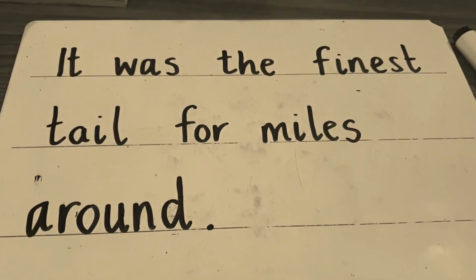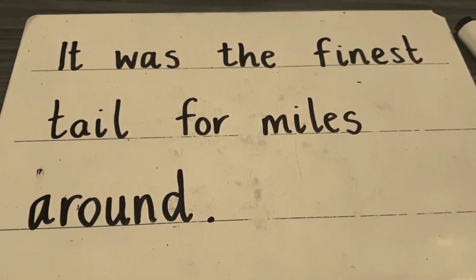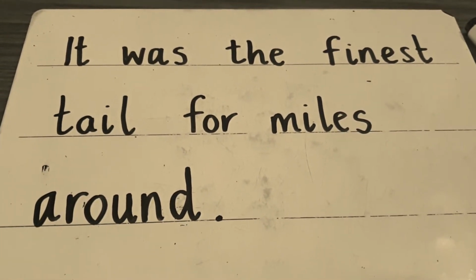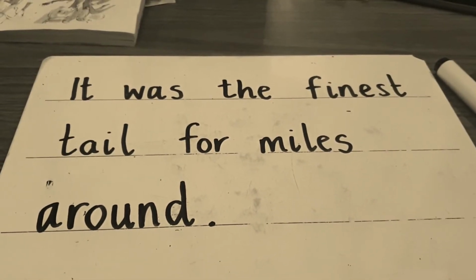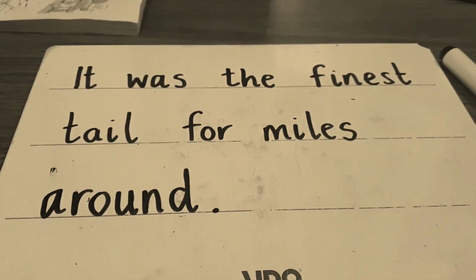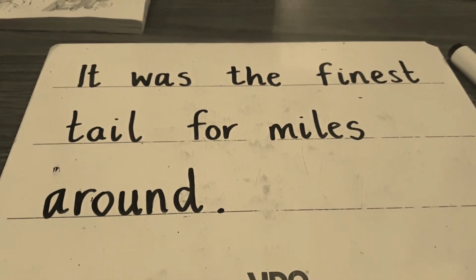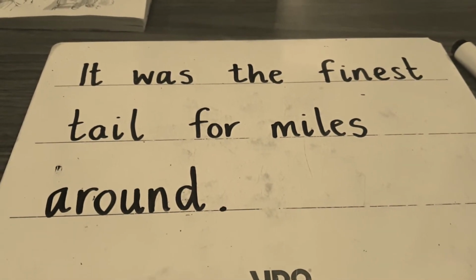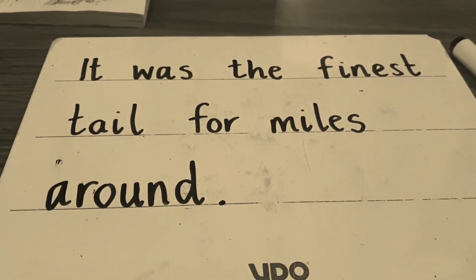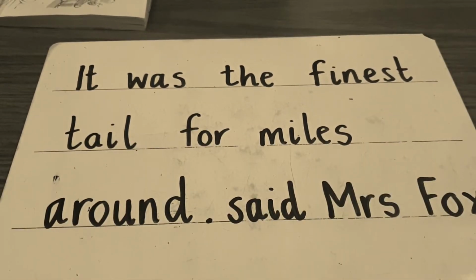Okay, so the first step is to take the sentence that was within the speech bubble and write it out again with no speech bubble. Now to start off, let's include the information about which character is saying these words. It was the finest tale for miles around, and we know that was Mrs. Fox. So let's include that information at the end of the sentence.